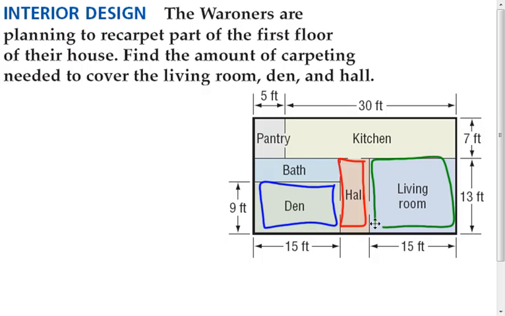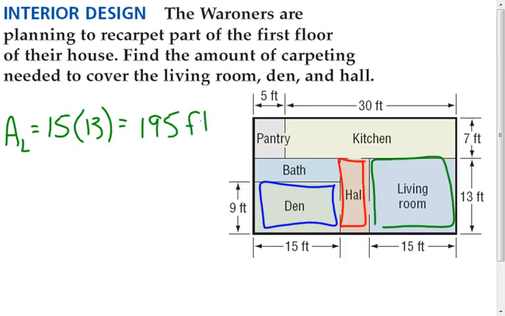Well, I noticed that I have rectangles here, which are parallelograms, so I could go through and just figure out the area of the 3 different rooms, add them all together, and I would know how much carpet I would need. So I'm going to start with my living room. So the area, and I'm just going to do a little sub L for the area of the living room. My base in my living room is going to be 15. My height is 13. Multiply those 2 things together, and I end up with 195 square feet of carpet that I'll need for that room.